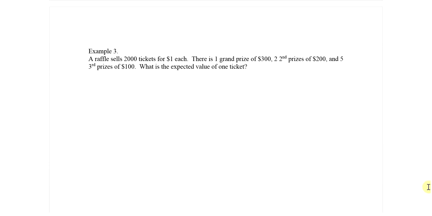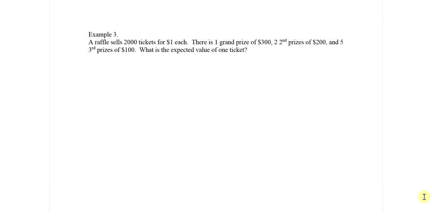Okay. Back to a black pen. So another version of this. The raffle sells 2,000 tickets for $1 each. There's one grand prize of $300, 2 second prizes of $200, and 5 third prizes of $100. So what's the expected value of one ticket?